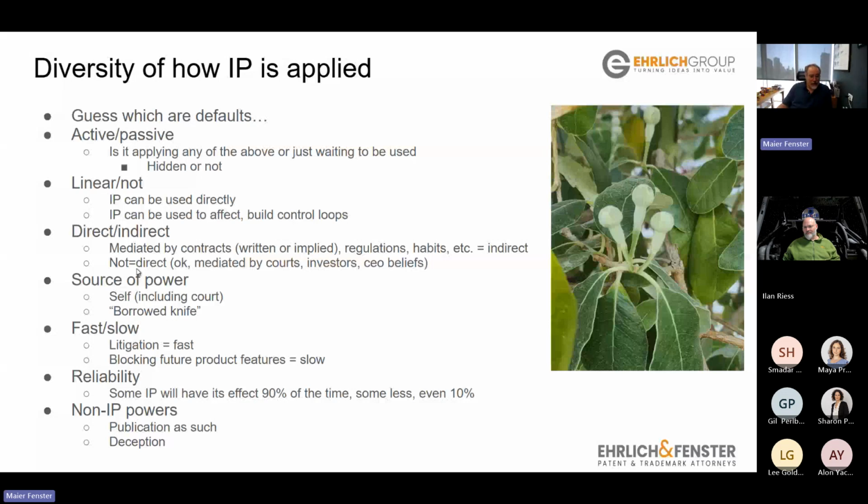Sometimes the power is, I'll do it because I can sue you. And sometimes it's what the Chinese call a borrowed knife, meaning somebody else will do the work for you. Sometimes IP is applied quickly. Litigation in this sense is fast. But sometimes the IP is there just in order to block, version 2.0. Some IP is applied in a way that's reliable. Okay, if I license a Mickey Mouse trademark and design on my pajamas, it will work 90% of the time, but a lot of patents will not.